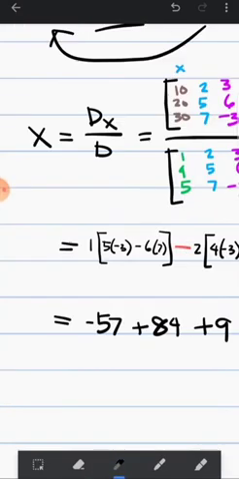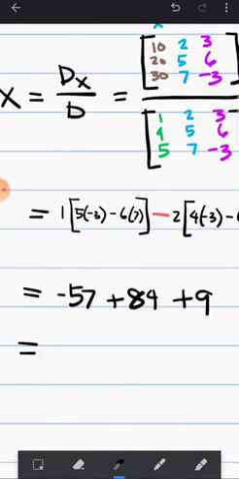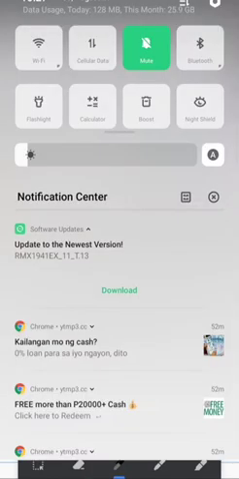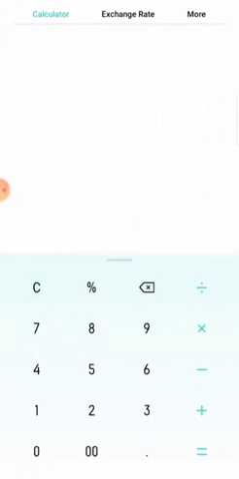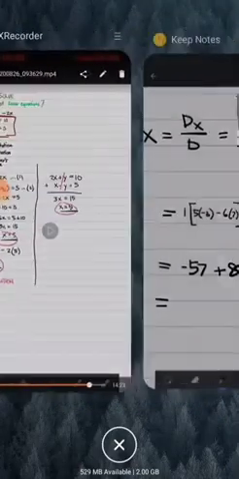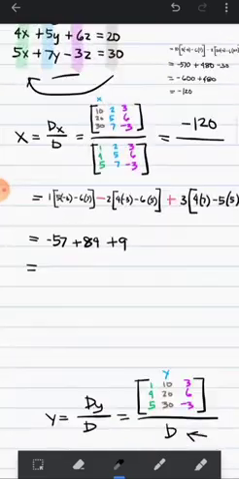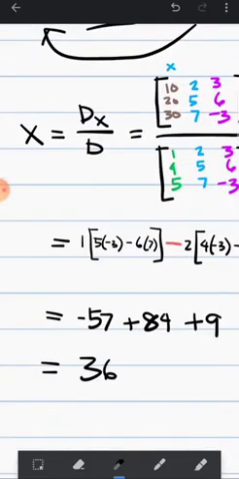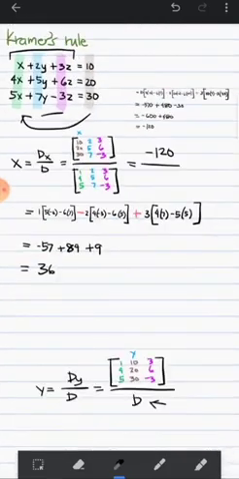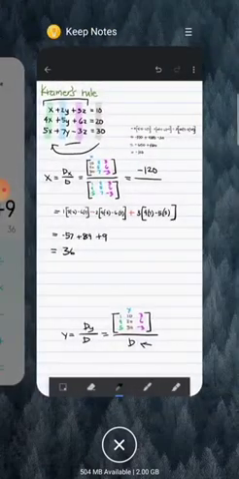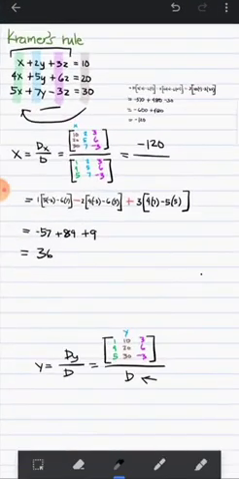So now we have negative 57, 84, and 9. Negative 57 plus 84 is 27, plus 9 is 36. Positive 36. Therefore, am I right? So it's 36.